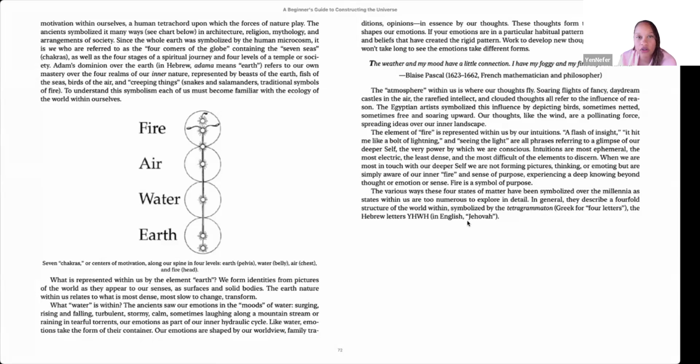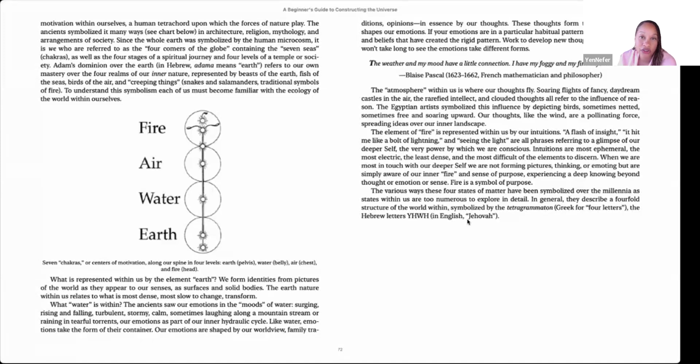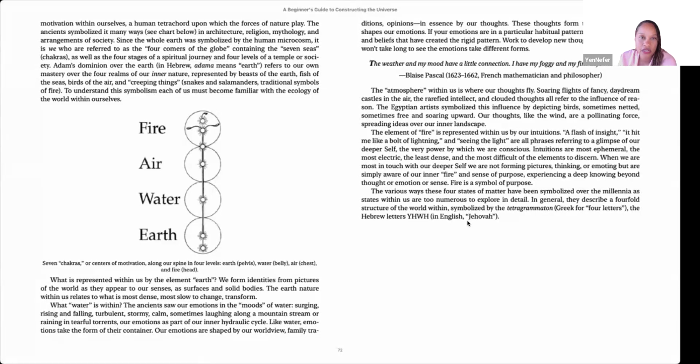Adam's dominion over the earth refers to our own mastery over the 4 realms of our inner nature, represented by beasts of the earth, fish of the seas, birds of the air, and creeping things, which are traditional symbols of fire. To understand this symbolism, each of us must become familiar with the ecology of the world within ourselves.